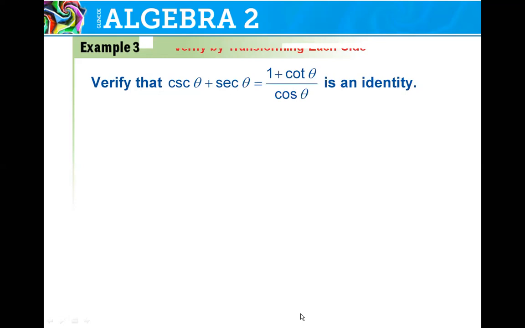Hussein. Yes, Mister. Okay, what shall we do, Hussein? We have the right hand side and the left hand side. Which shall we start with? With the right one. Okay, the most complicated. What shall we do in the right one? The 1 plus cotan theta.